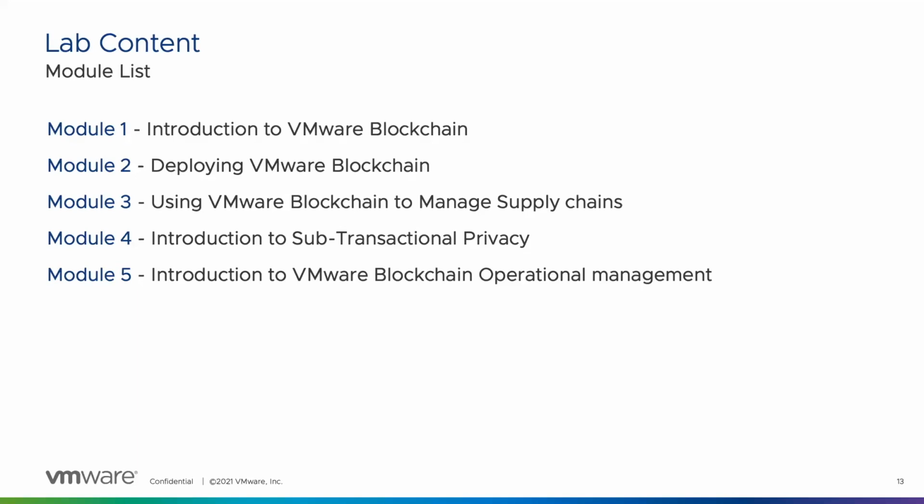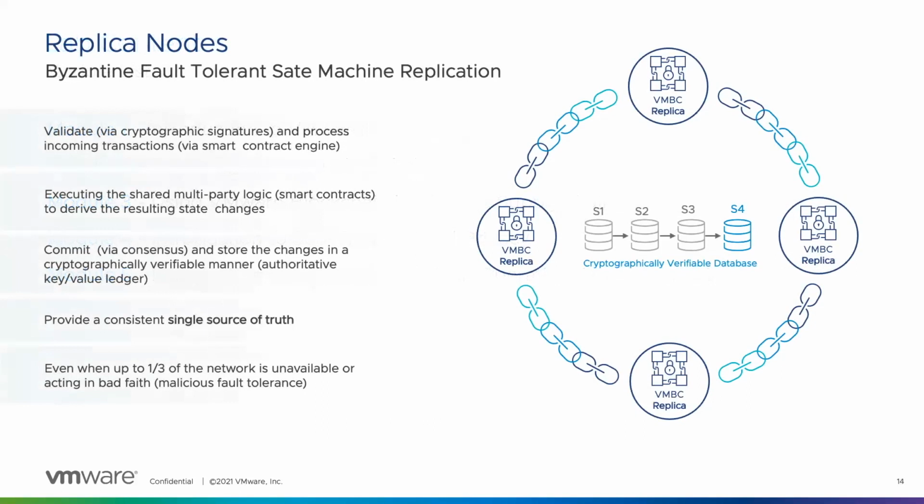And if you go to the next slide, we really effectively have 2 nodes, right? VMware blockchain is a network of nodes. The nodes are just VMs running on vSphere. But in the concept of blockchain, we have 2 types of nodes. We have replica nodes and client nodes.